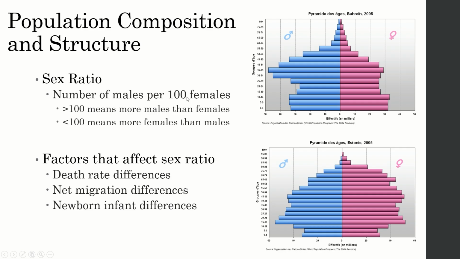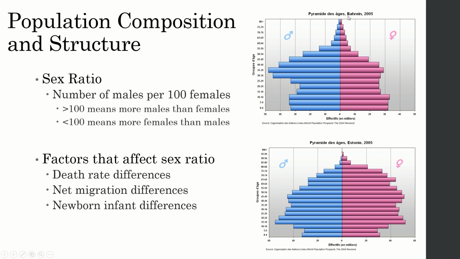The other thing we're interested in when we're looking at these population pyramids is sex ratios. And the number of males per females is one way to measure that. If it's greater than 100, it means there are more males than females. If it's less than 100, it means there are more females than males. So in this case, you see that there's more males in this society.